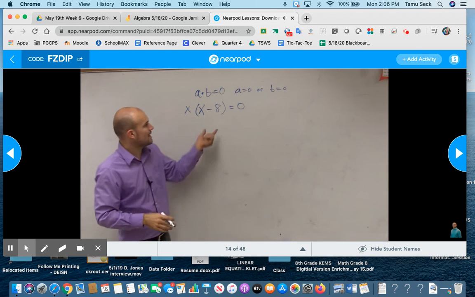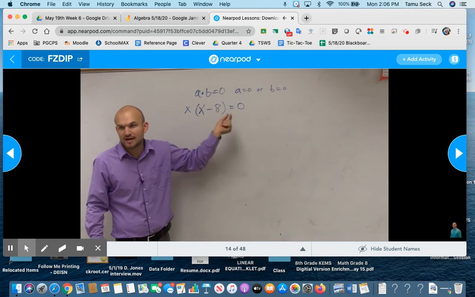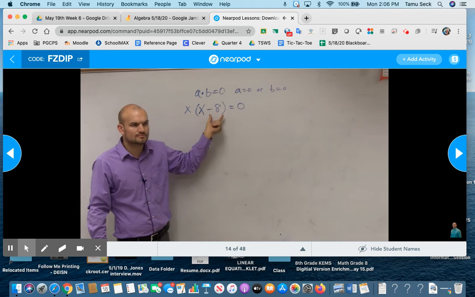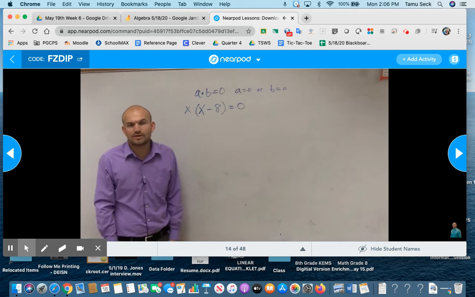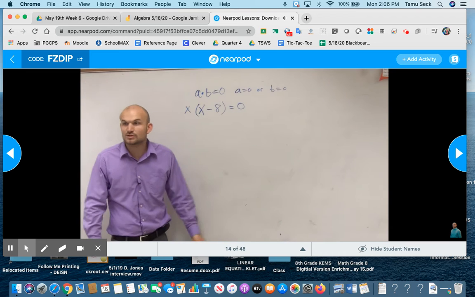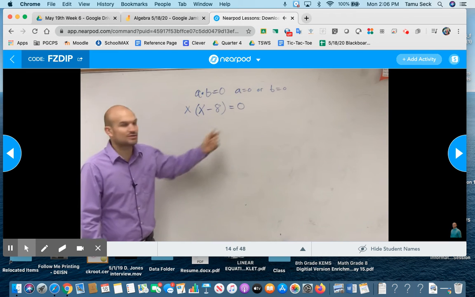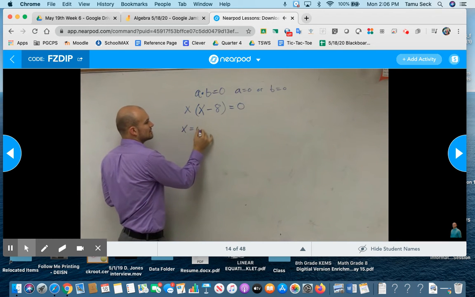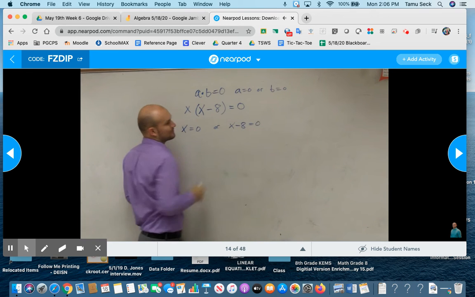Well, ladies and gentlemen, do you see I have two factors, right? This would be like me factoring something out. Here I have two factors. If two factors multiply to give me 0, what do we know about one of those factors? One of those factors has to equal 0. So you just take away the multiplication. You just say x equals 0 or x minus 8 equals 0.